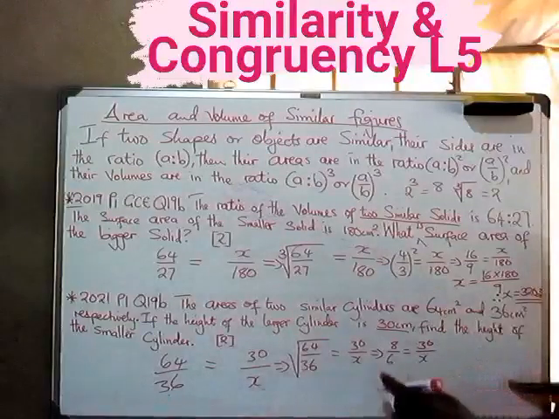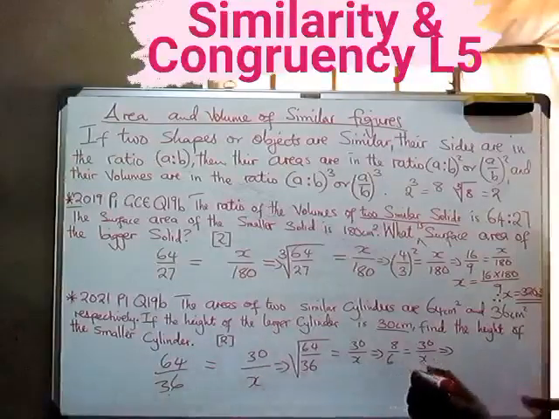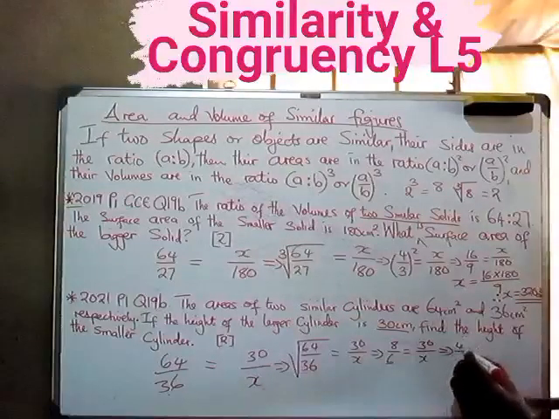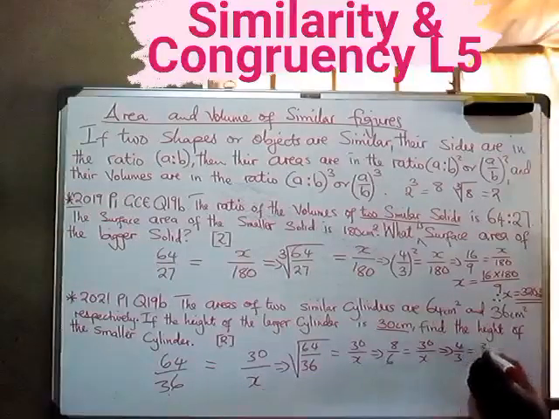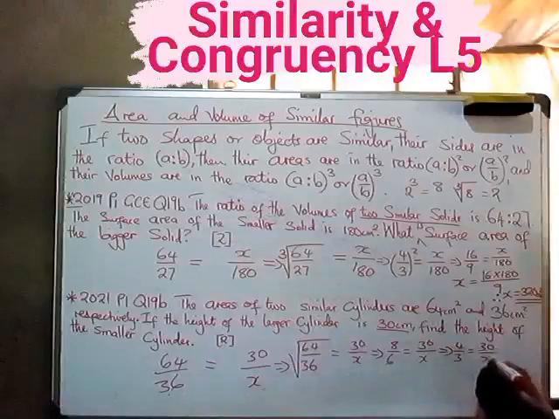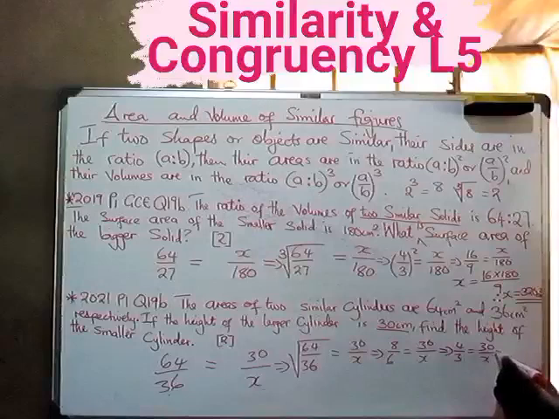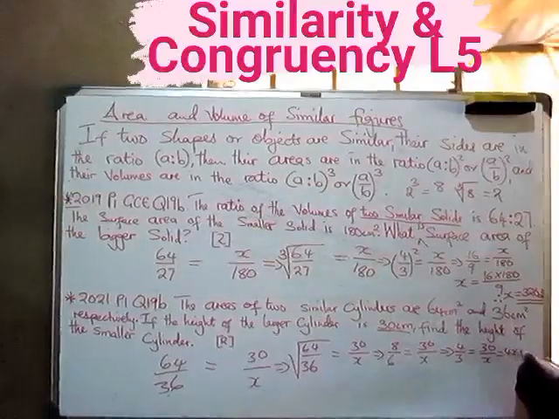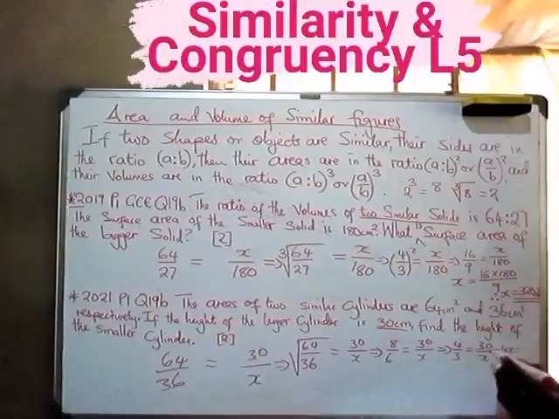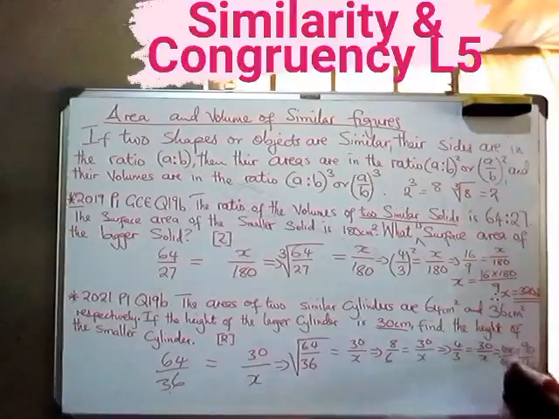Now before we cross multiply, we can simplify this. Which one is common there? It's 2. 8 over 2 goes 4, 6 over 2 goes 3. So 4 over 3 is equal to 30 over x. Now we cross multiply, we are going to have 4x is equal to 30 multiplied by 3, it will be 90. So divide by 4 and this side by 4.